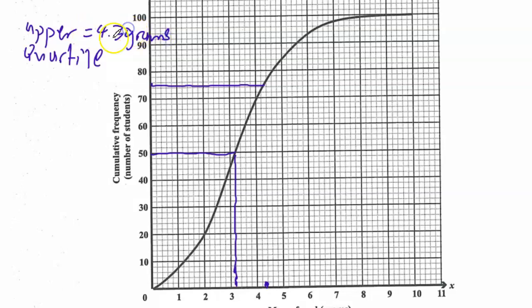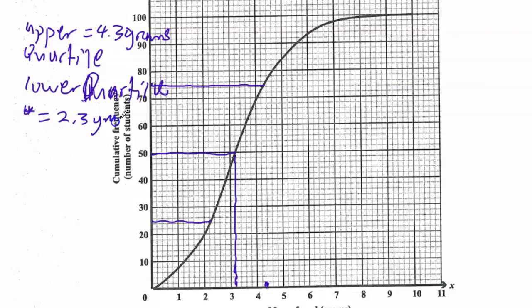The lower quartile, that's a quarter of the cumulative frequency, which is where 25. So for the lower quartile, we find 25, and then take it down. That seems to be about 2.3 grams approximately.